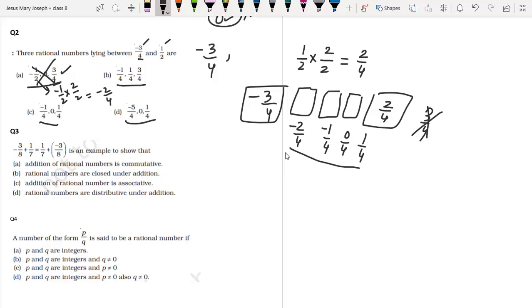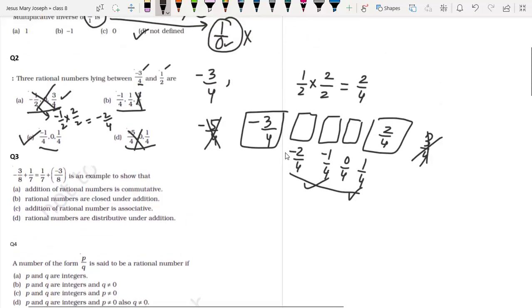The second option is minus 1 upon 4 coming between them, 1 upon 4 coming between them, and 3 upon 4 again not coming. So option B is not the correct answer. In option C, minus 1 by 4 is coming, correct; 0 is coming, correct; and 1 upon 4 is coming. So C is the correct answer. You can see in part D they have minus 5 upon 4. Obviously minus 5 upon 4 is smaller than minus 3 by 4, so not possible. The correct answer is option number C.